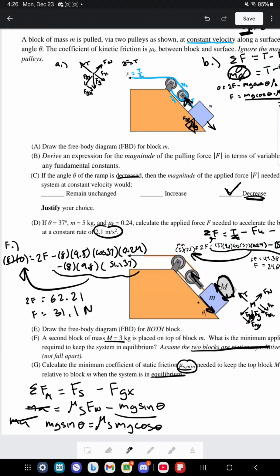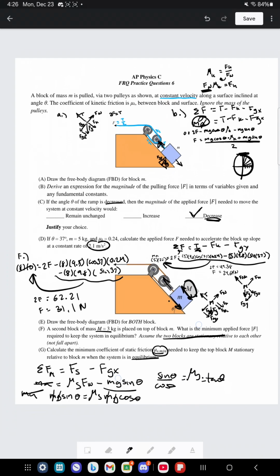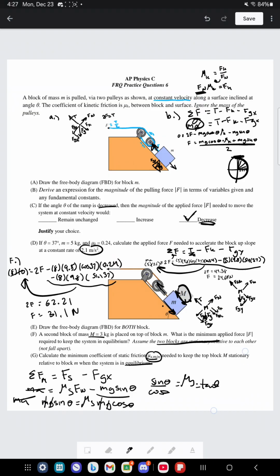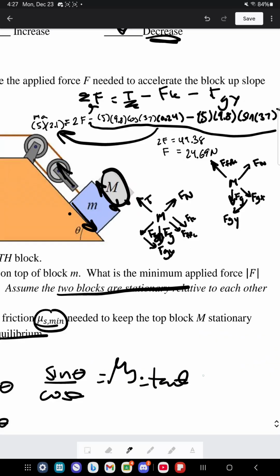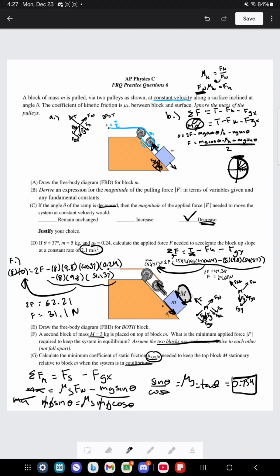And to isolate, this cancels. Is it just sine theta over cosine theta? Sine theta over cosine theta equals mu s, or tangent theta. There's no way it's that simple, right? So this is sine of 37 degrees over cosine of 37 degrees, and that equals 0.754, and that is the friction coefficient.